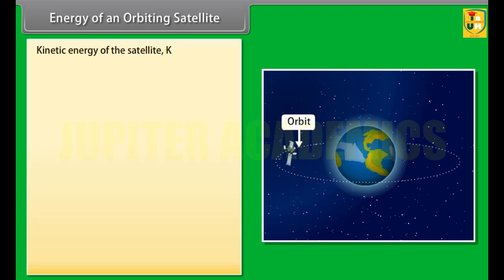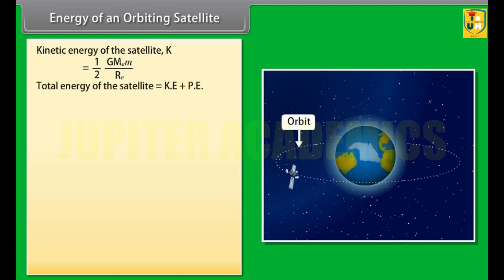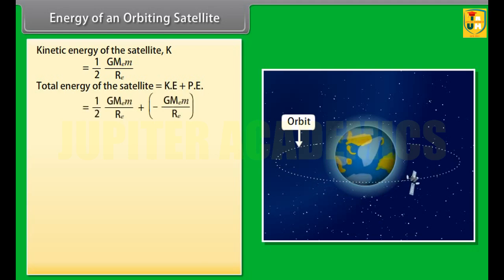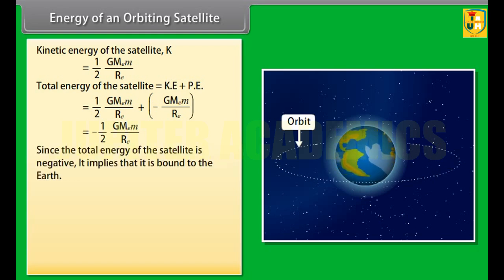Kinetic energy of the satellite, K. Total energy of the satellite is equal to kinetic energy plus potential energy. On calculating, we get total energy equal to minus 1 by 2 G M_E M divided by R_E. Since the total energy of the satellite is negative, it implies that it is bound to the Earth.